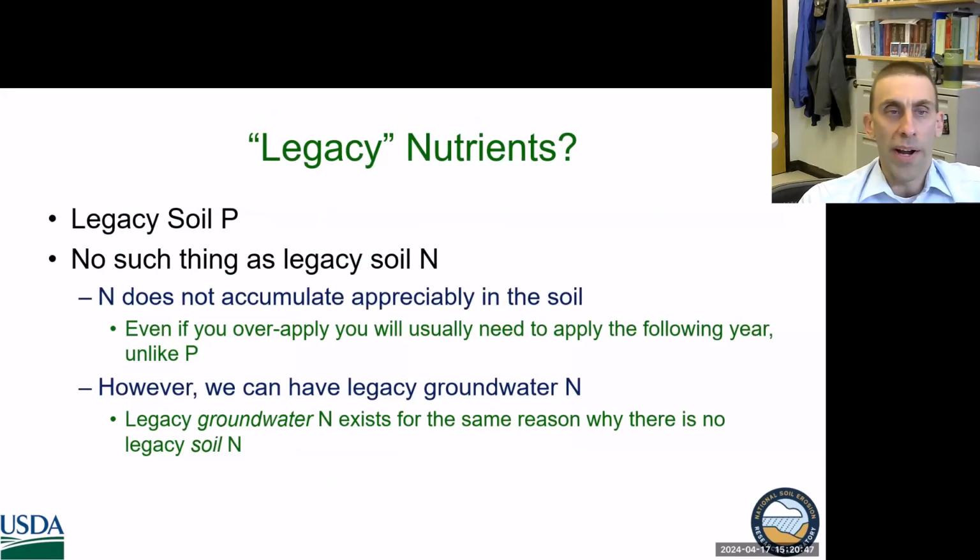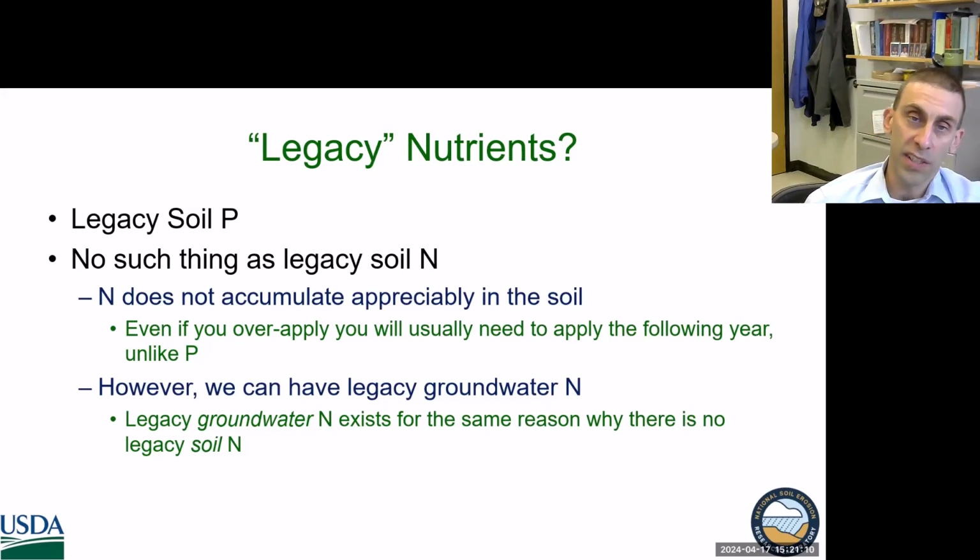And that is why such a thing can exist as legacy soil phosphorus. Because of this nature of phosphorus, it can accumulate in the soil. I can show you soils that have so much phosphorus accumulated in them, you literally would not have to apply phosphorus to them for 50 years, no exaggeration.